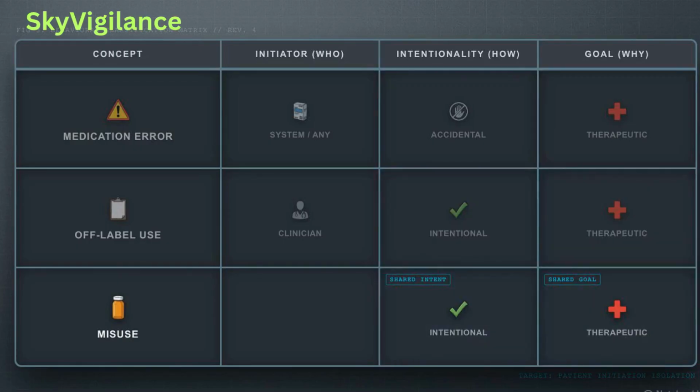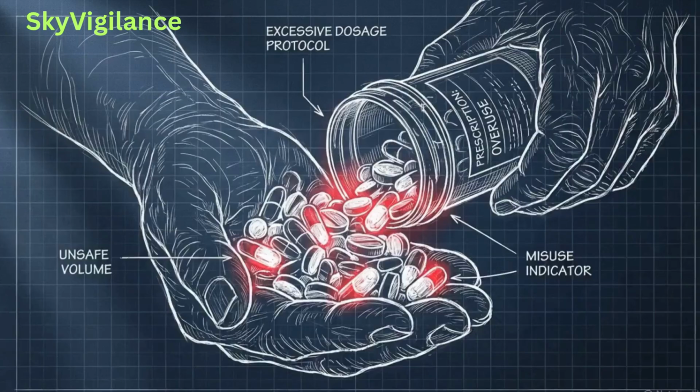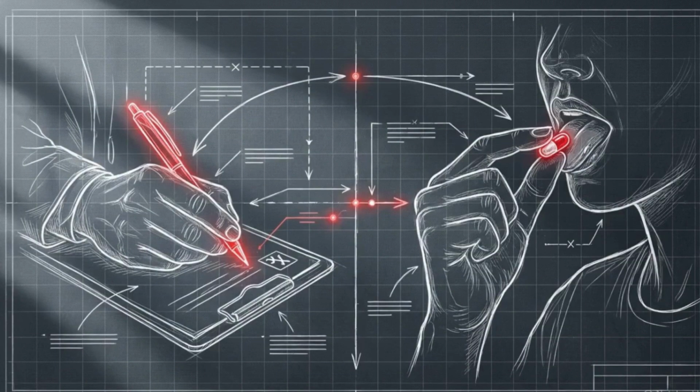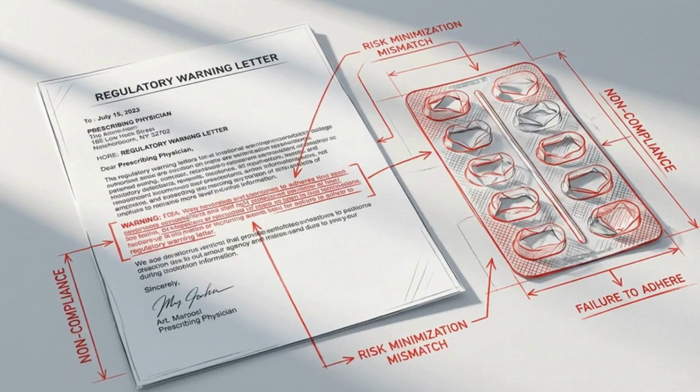Misuse shares the exact same intentionality and therapeutic goal as off-label use, but the initiator changes. Misuse is driven by the patient. A patient chronically taking excessive doses of an over-the-counter analgesic to manage joint pain is deliberately breaking the dosing protocol, but they are doing it in pursuit of better symptom control. Both off-label use and misuse retain therapeutic intent, but misidentifying who initiated the behavior will result in aiming your risk minimization measures at the wrong stakeholder.